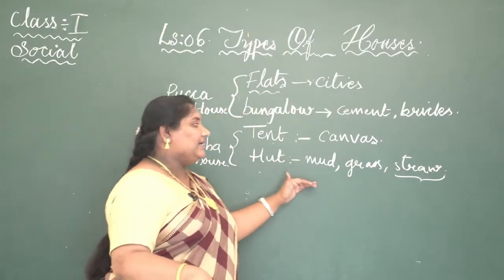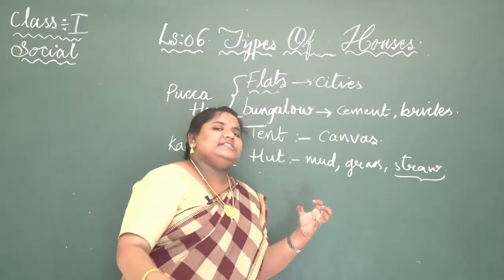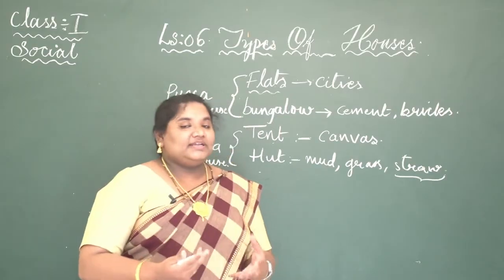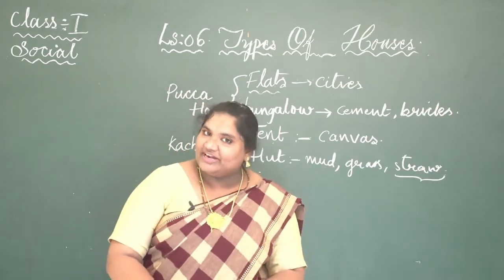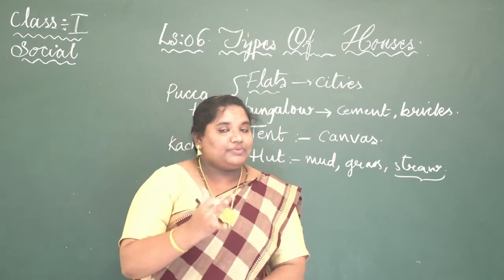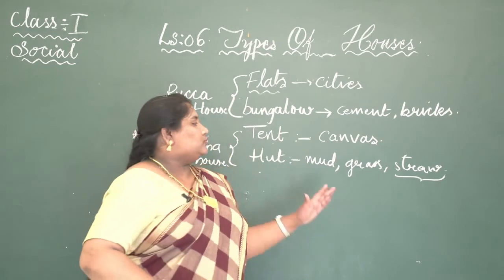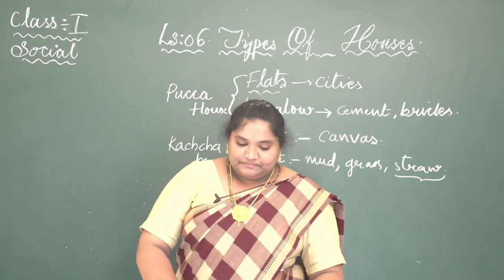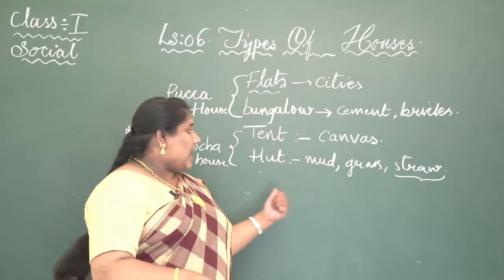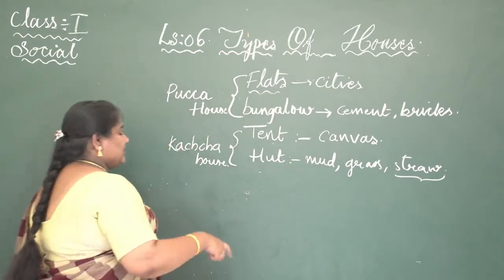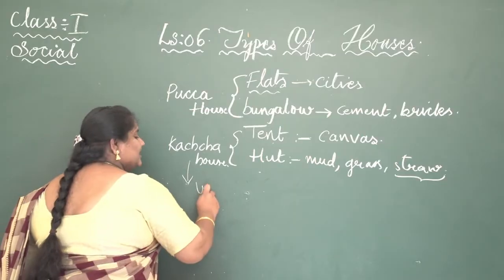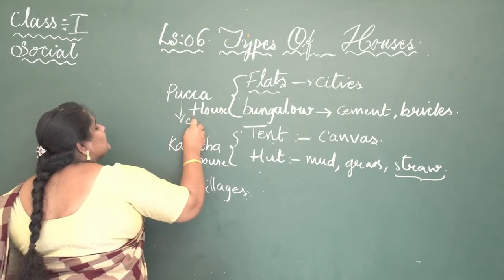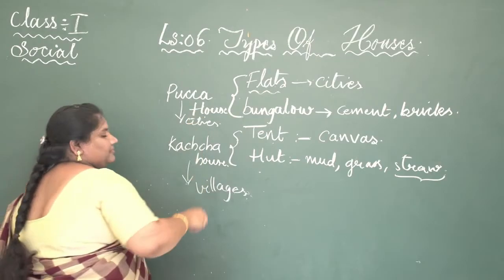And even the mud and the grass, the mud can easily mix in water. Even straw, which is a material like grass, gets wet easily and is blown by air. So that is why it is not that strong compared to a pakka house. You see kacha houses mostly in villages, whereas flats and bungalows are seen in cities the most.